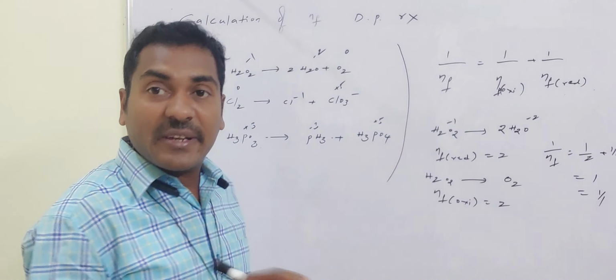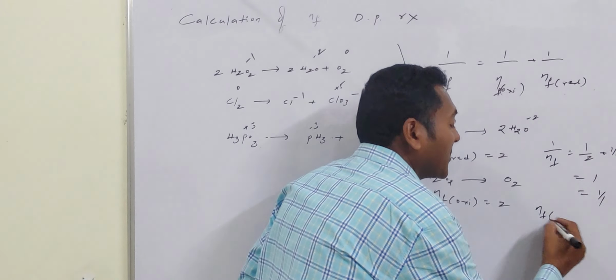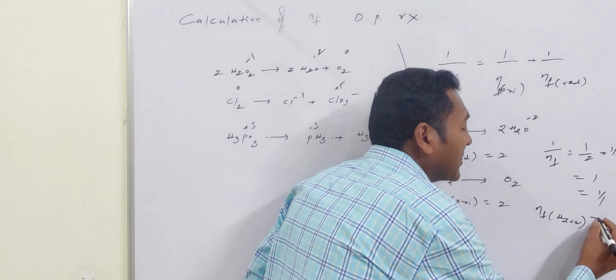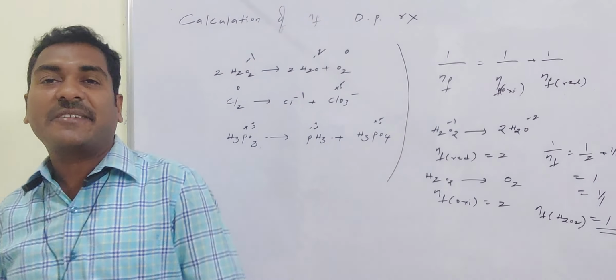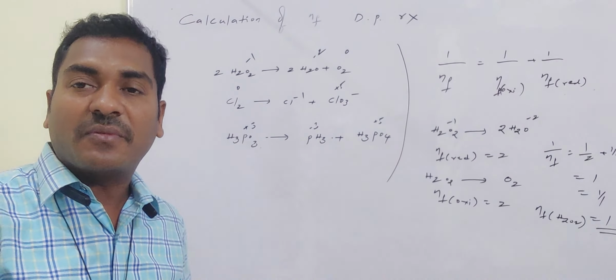1 is equal to 1 by 1. So, therefore, the n factor of hydrogen peroxide in this decomposition becomes equal to what? 1. That becomes equal to 1.